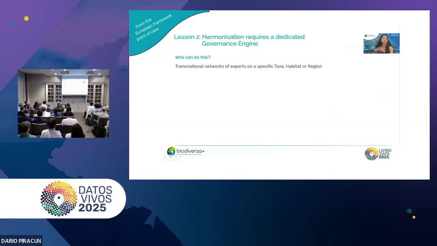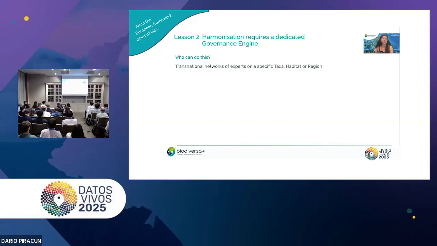So now moving on to the second lesson. The harmonization requires a dedicated governance engine. The common minimum requirements for monitoring protocols are good, but they are very generic. And they must be fine-tuned by experts for your specific monitoring target. And we realize that this process is social and political as much as it is technical. And you need a layer of coordination to build upon the existing expertise.